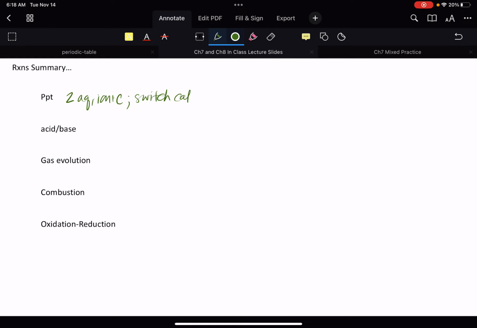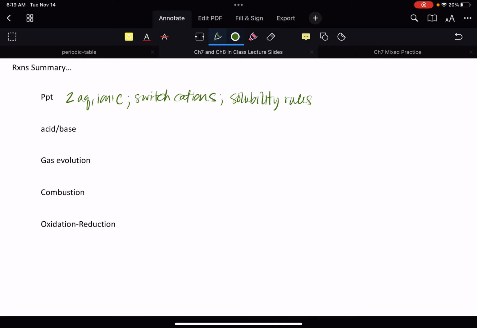switch the cations. And then, in terms of things to consider on the product side, we will think about solubility rules. And the solubility rules are going to tell us whether it's a solid or if it's aqueous, and whether or not we actually have a precipitate, or if it's a no reaction situation.